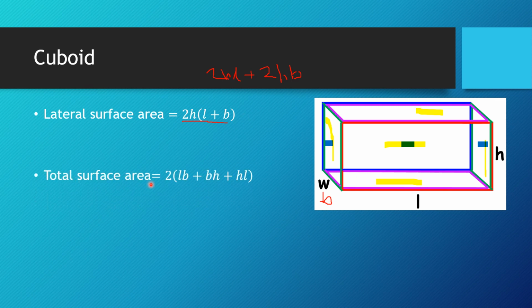Total surface area means finding the area of each rectangle. How many rectangles can you see? 1, 2, 3, 4, 5 and 6. So LB plus BH plus HL, how many times? 2 times. 3 twos are 6. What about volume? Volume means multiplying all the dimensions. What are the dimensions over here? Length, breadth and height. So what is volume? L into B into H.